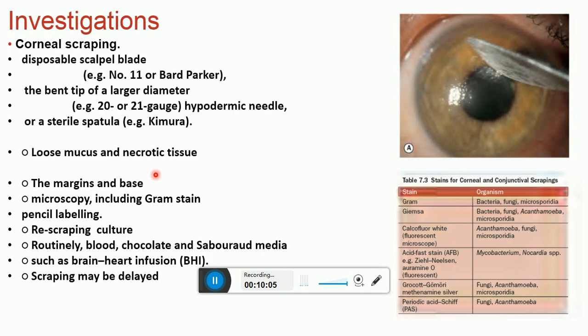A thin smear is placed on one or two glass slides for microscopy, including Gram stain. A surface is provided on one side of one end of the slide, conventionally up for pencil labeling. The sample is allowed to dry in the air at room temperature for several minutes, then placed in a slide carrier. Rescraping is performed for each medium and samples are plated onto ocular media, taking care not to break the surface of the gel.